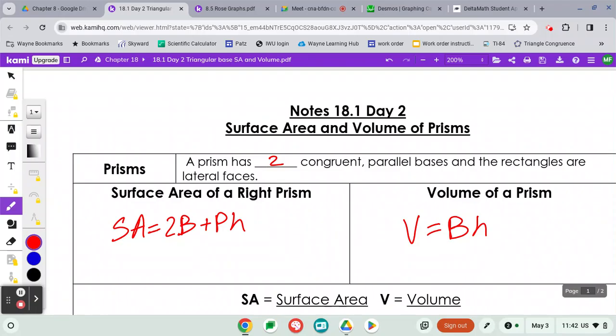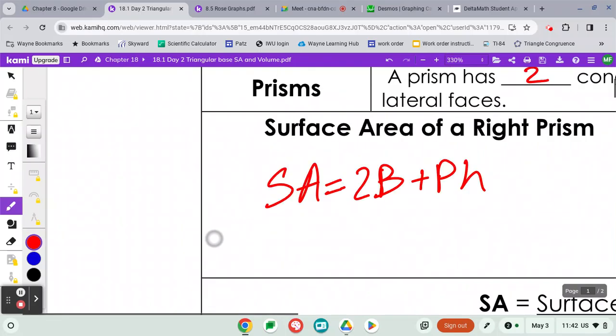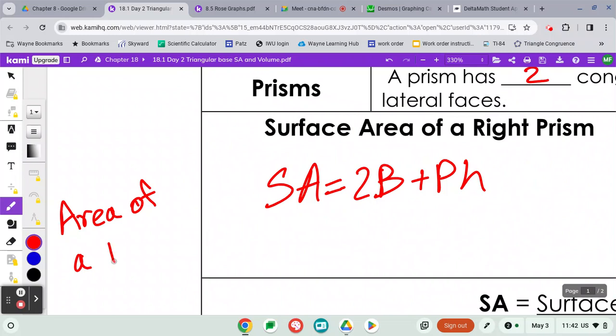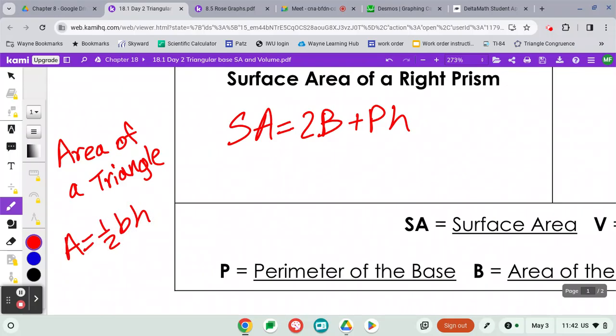So you probably want to write over here on the side, let's just do area of a triangle. If you don't remember that, to find the area of a triangle, it's going to be 1/2 base times height. Now, I chose to put the b lowercase. The reason I did that is because it's not the area of the base, right? That b stands for the base of the base, the one side, okay? So it does get a little confusing, but jot that down, okay?